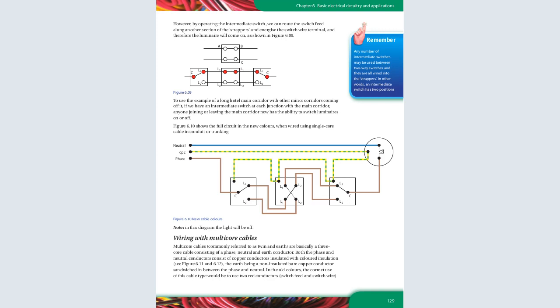However, by operating the intermediate switch, we can route the switch feed along another section of the strapper, and energize the switch wire terminals, and therefore the luminaire will come on as shown in the figure. To use the example along the main corridor, these are mostly used along main corridors. So if we have an intermediate switch at each of the junctions with the main corridor, anyone joining or leaving the main corridor now has the ability to switch the luminaires on or off.